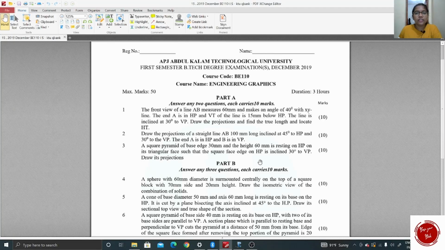Hello all. So let's discuss some questions on projection of solids from the question paper December 2019. Here you can see the third one. It's a question on square pyramid, a simple solid of base edge 30 mm and height is also given, and the pyramid is resting on HP on its triangular face such that the square face edge on HP is inclined 30 degree to VP. Draw its projections.